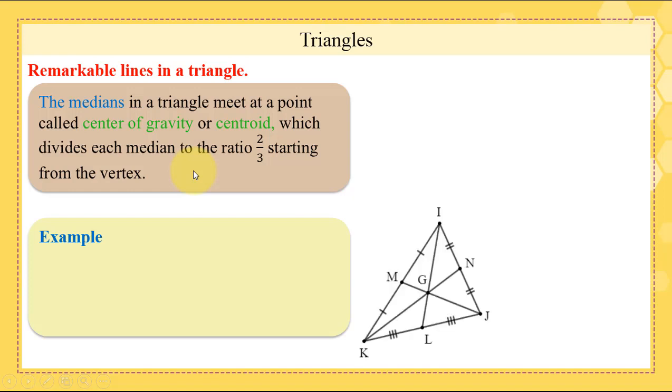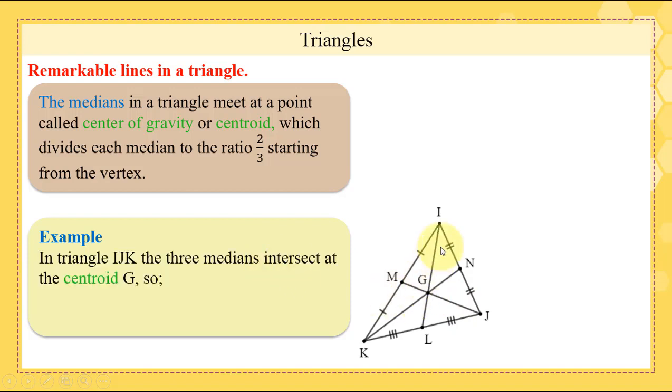Example: in triangle IKJ, the three medians intersect at point G. G is a point of the median IL, so it divides it in the ratio 2/3 starting from its vertex I. This means that GL will be equal to 1/3 of the median IL, GI will be equal to 2/3 of the median IL, and GL is equal to half of GI.